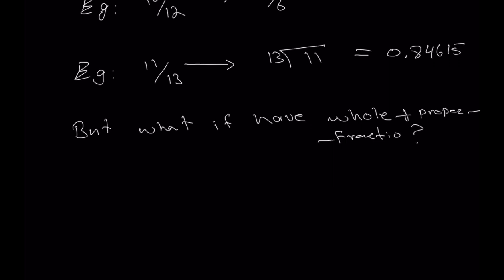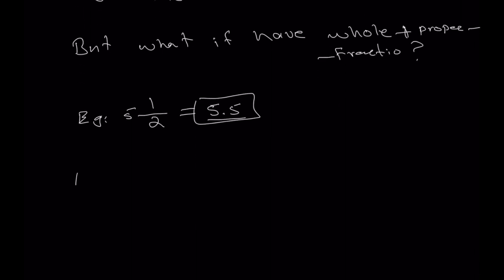In that case, we will write down the whole number as it is and divide the numerator by the denominator. For example, 5 and 1/2. We can just write down 5, and then divide 1 by 2, which is a half, so 5.5. So 5.5 will be the answer for this. Another example will be 13 and 3/5. Same exact thing.